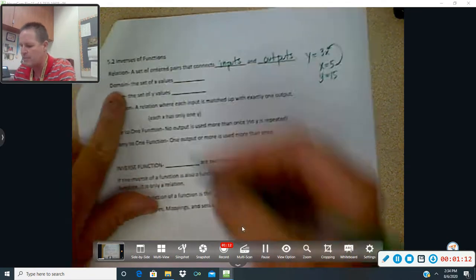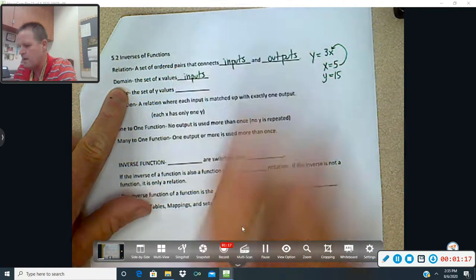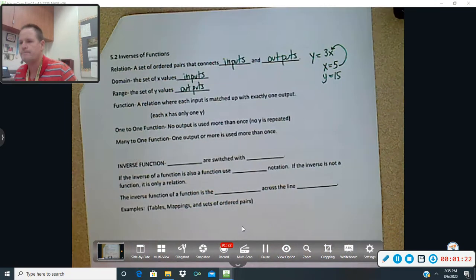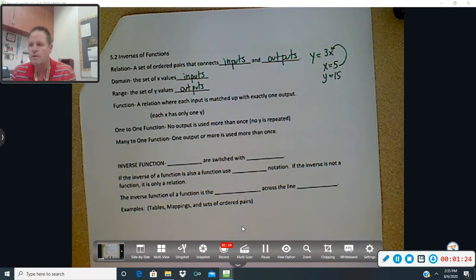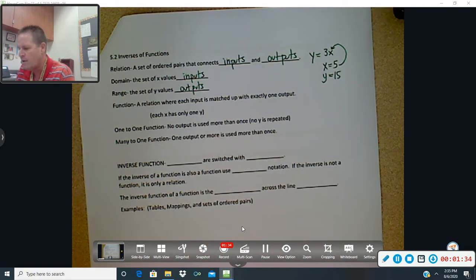Now domain is going to be the set of x values, or the inputs. And range is the set of y's, that's the outputs. Okay, so we've got inputs and outputs that we're looking at there. Now, a function is a relation where each input is matched up with exactly one output. So each x has only one y. Okay, and we'll get into that. It's kind of like each guy is taking one girl to the dance. It's going to function quite well.